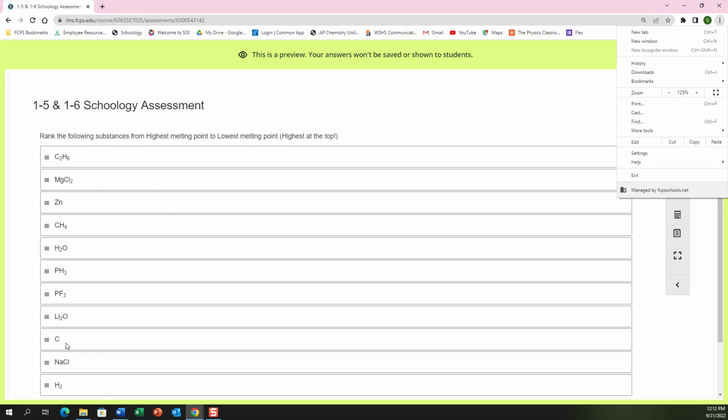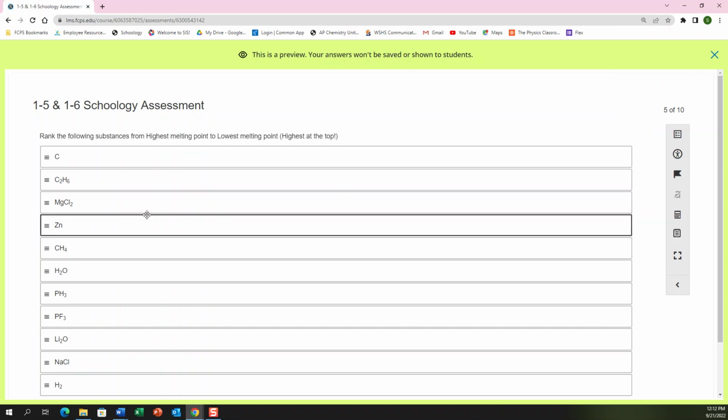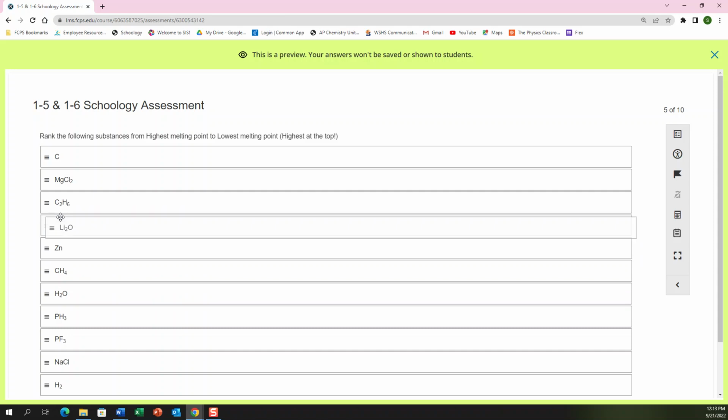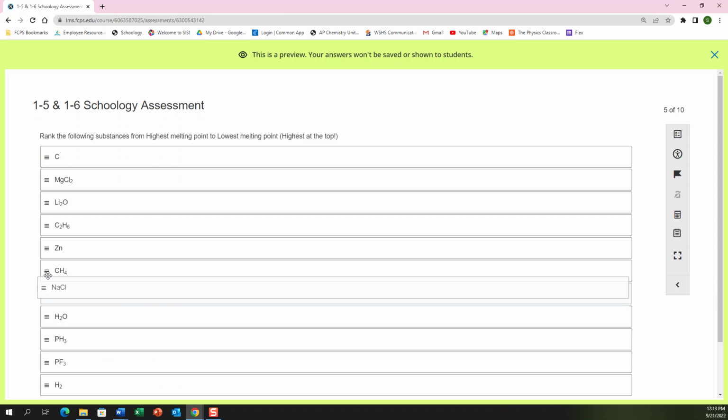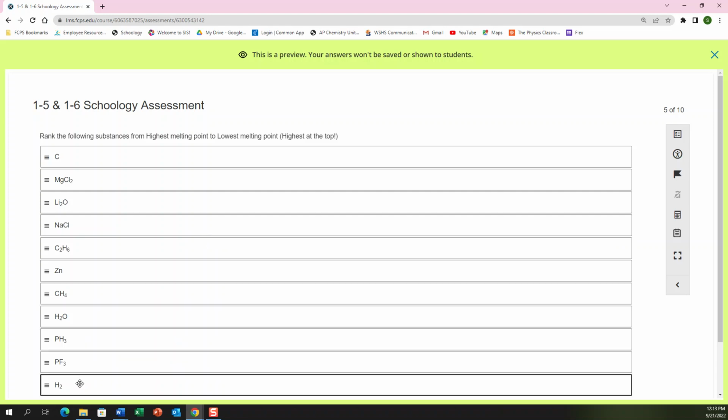Let's see, do we have any network covalent? Yes, we do. We have carbon, so that's moving up to the top. Okay. Now let's move all of our ionic compounds up to the top, and then we'll put them in order the proper way here. Okay, so is that all the ionic compounds? Yes. Okay.